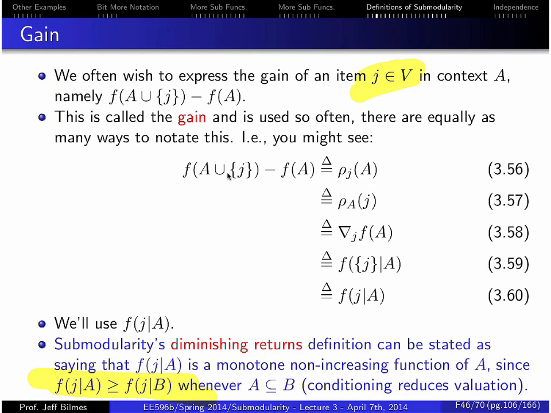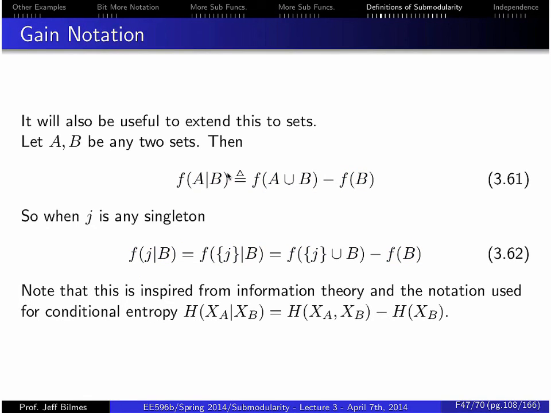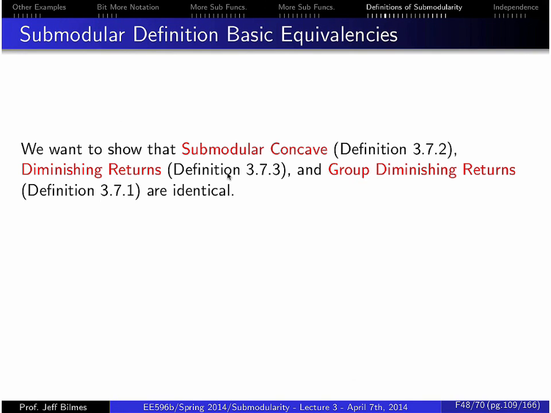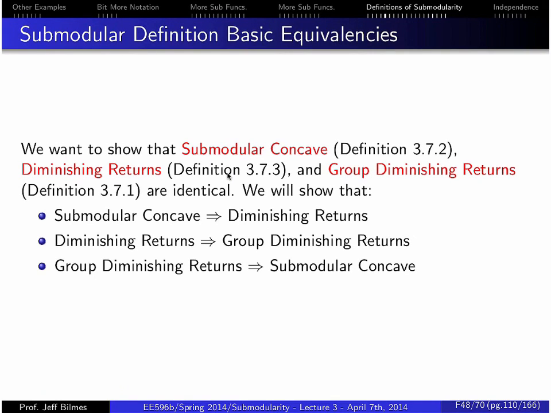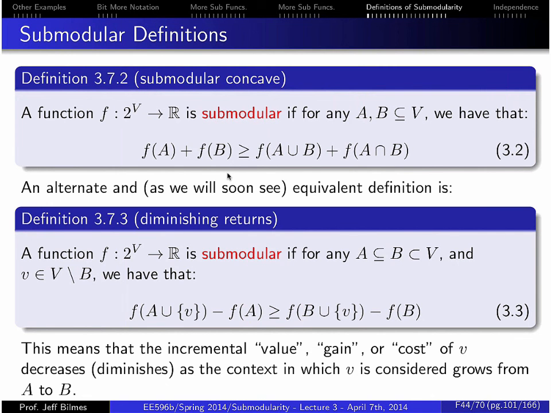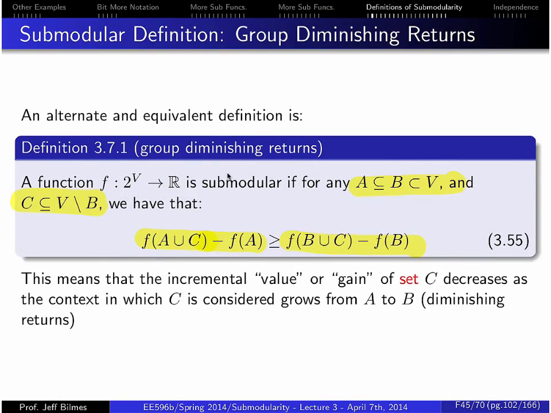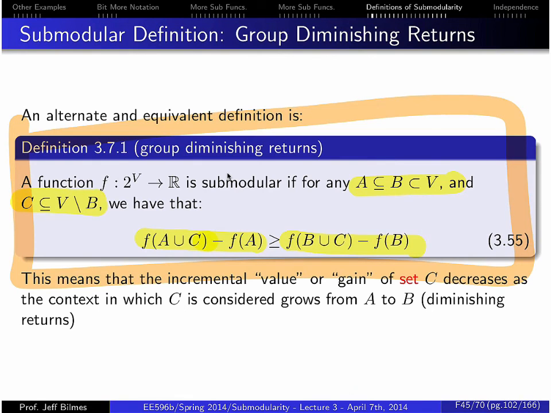Okay, so let's see where we are. We're officially at 10 to the hour. So we've done the gain notation. I think the next thing we need to do is show that this definition of submodularity is the same as this definition of submodularity, and that's the same as this definition of submodularity here. But we won't have time to do that.